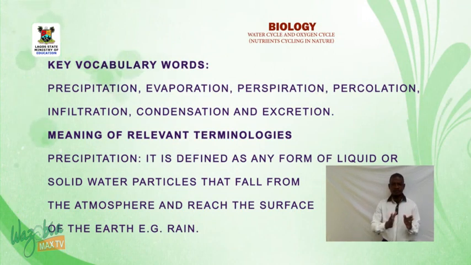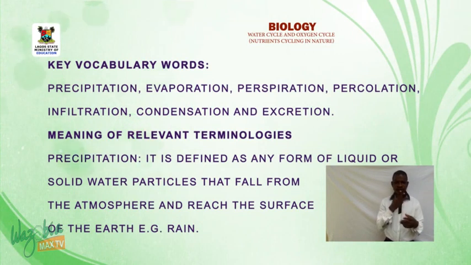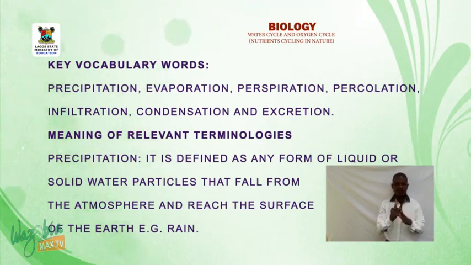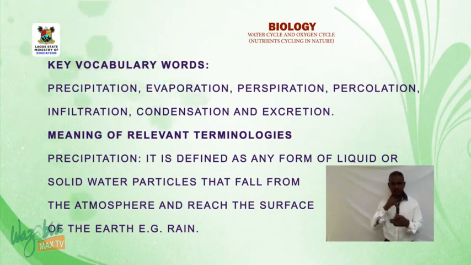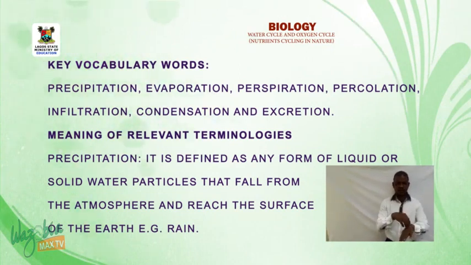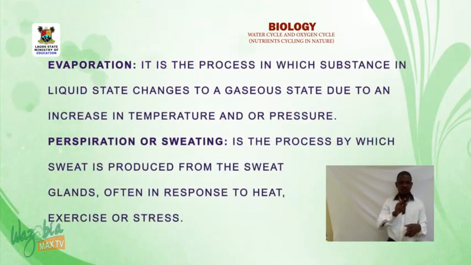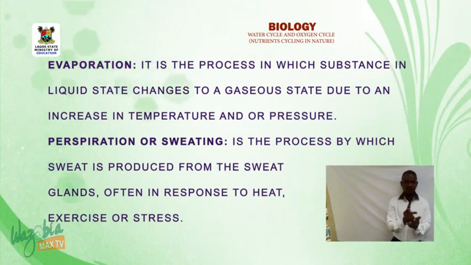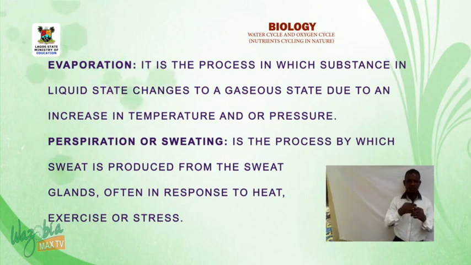Precipitation. It is defined as any form of liquid or solid water particles that fall from the atmosphere and reach the surface of the earth. For example, rain. Evaporation. It is the process in which substances in liquid state change to a gaseous state due to an increase in temperature and or pressure.